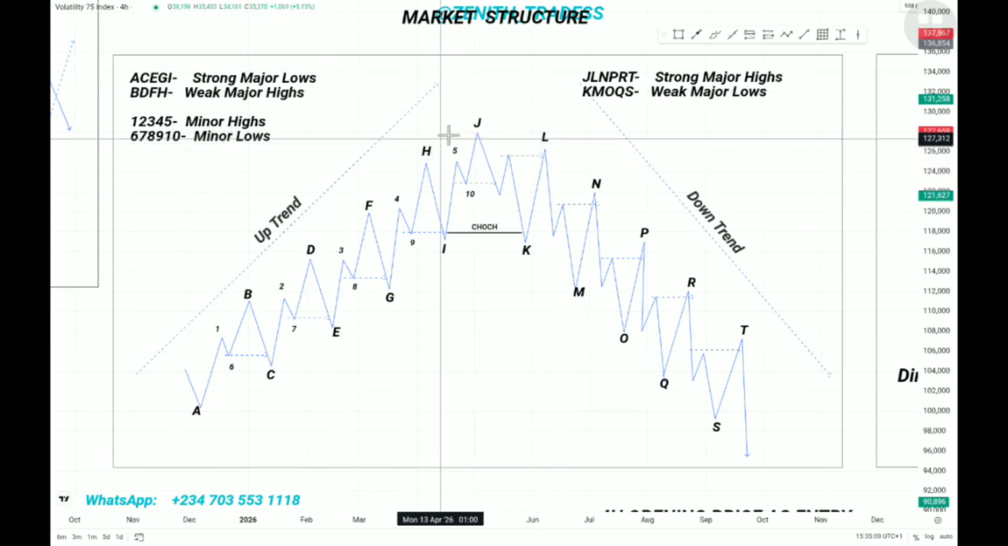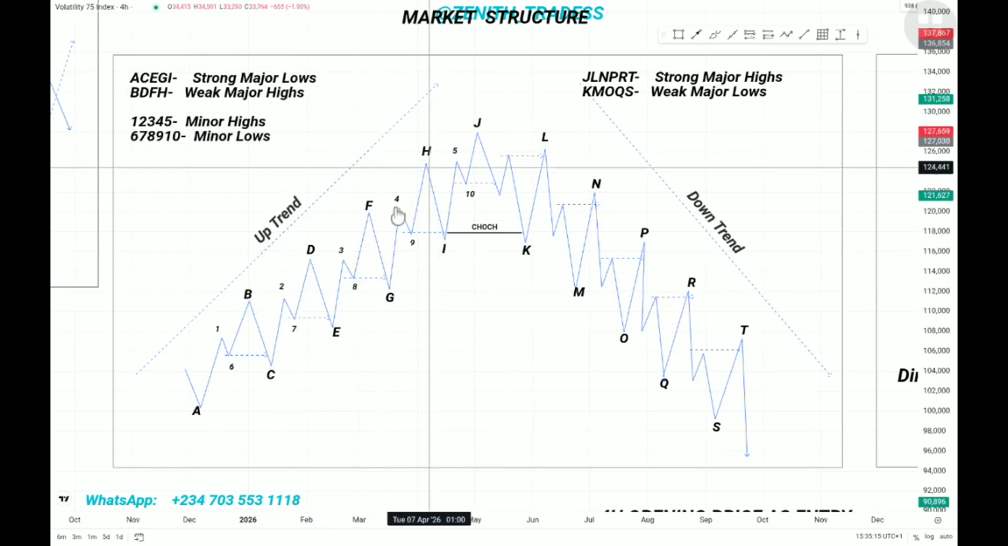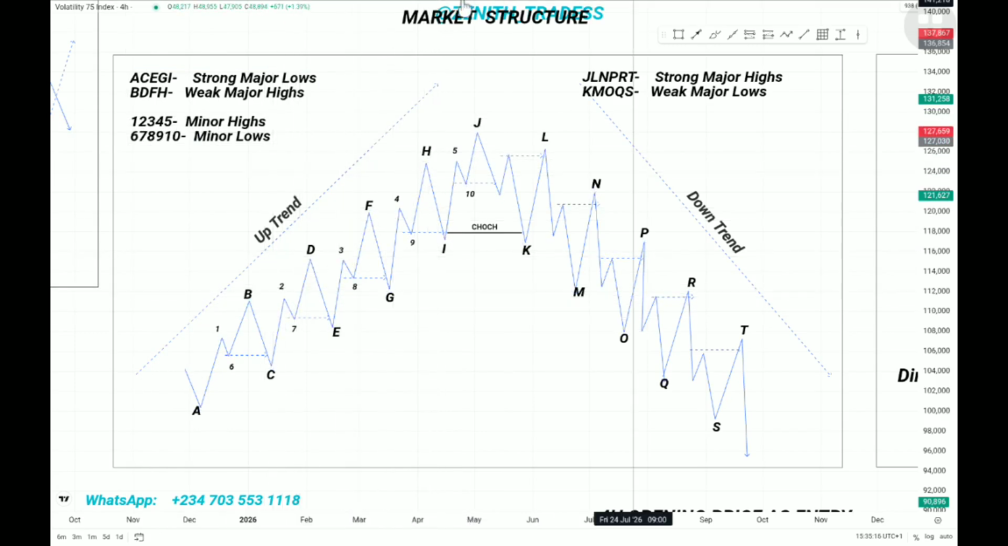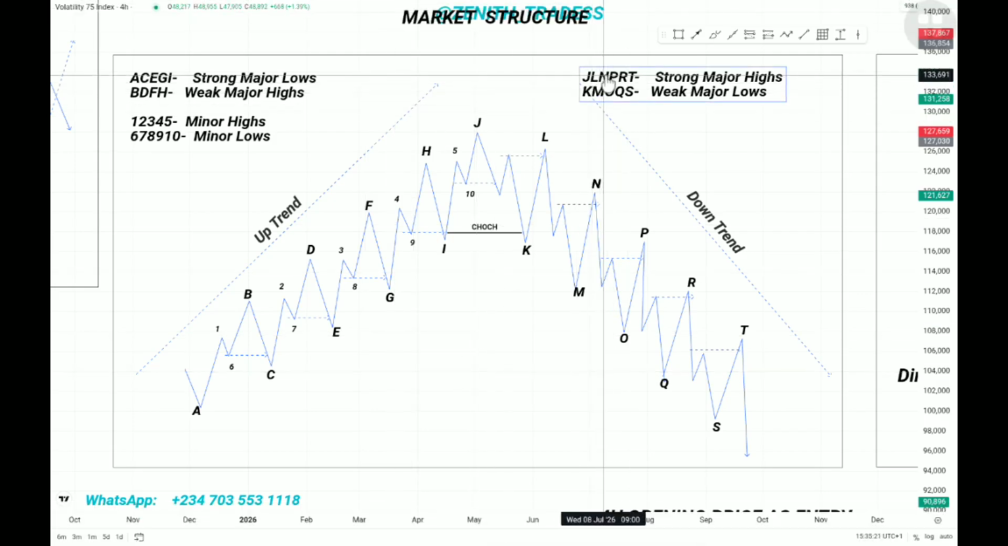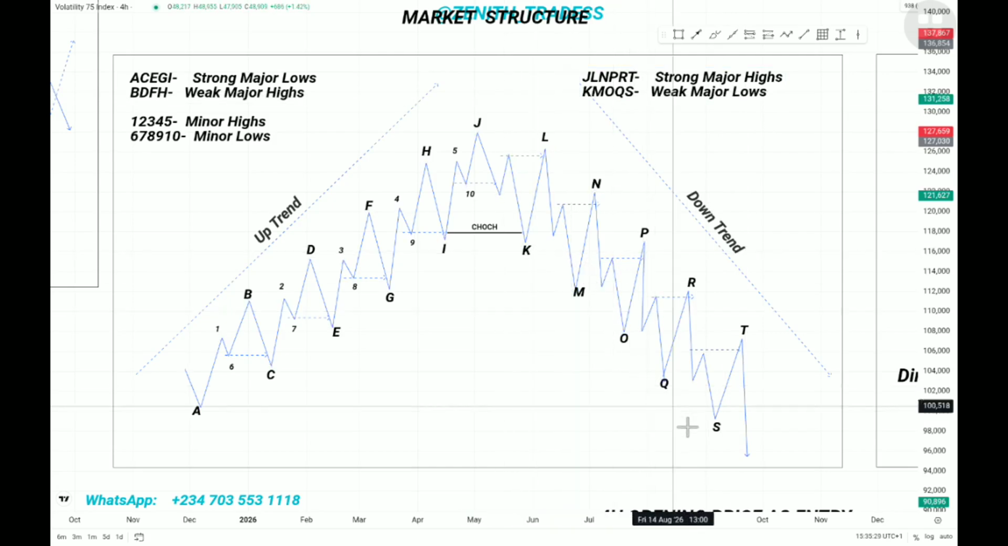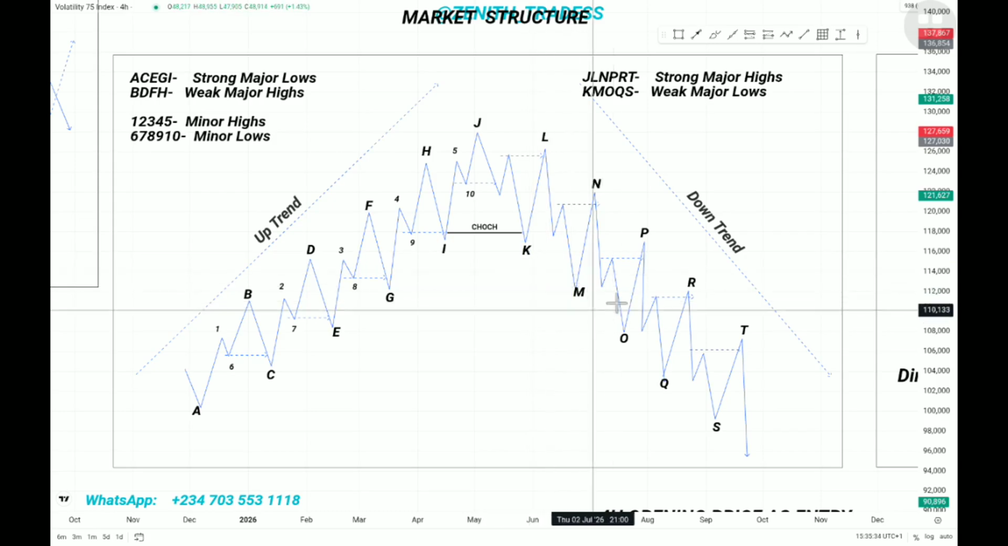These are major highs but weak highs, right? Then the internal structures, the 1, 2, 3, 4, they are minor structures, so they are internal structures. The same way, J, L, N, P, R, T are strong major highs. Q, M, O, Q, S are weak major lows. When you practice, you understand what I'm trying to relate to you here.